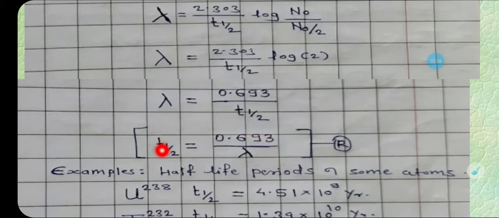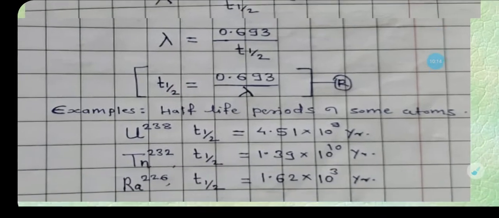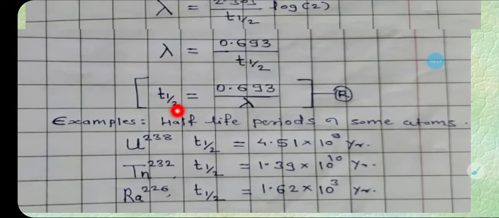So if we know the decay constant, then we can determine the half-life period of the element. If we know the half-life period, from this equation we can determine the decay constant or rate constant for this radioactive element. For example, uranium 238 has a half-life of 4.51 into 10 raised to 8 years. Thorium 232 half-life will be 1.39 into 10 raised to 10 years. Radium 226 half-life is equal to 1.62 into 10 raised to 3 years. So these are some examples.